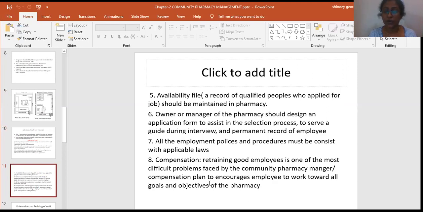Another function of the pharmacy manager is maintaining an availability file. An availability file is a record of qualified people who have sent the CV or biodata for a particular job. So if we are maintaining such a file, whenever a vacancy comes, we can refer to the file.